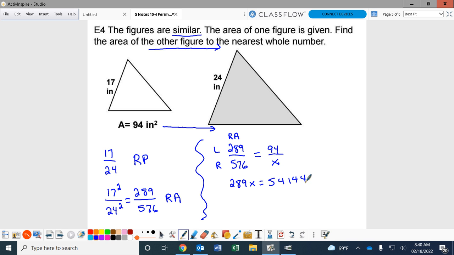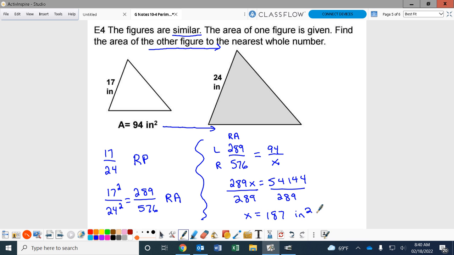54144. Okay. Divide both sides by 289. Remember that we are rounding to the nearest whole number. Try dividing it. Y'all agree? I just want to check the rounding. We're good on that? 187? Okay, so 187, that would be inches squared.